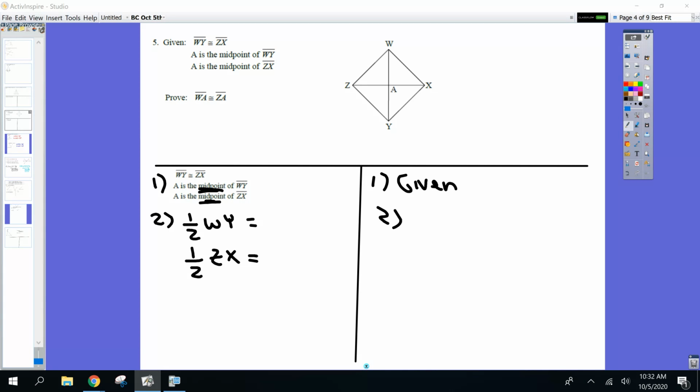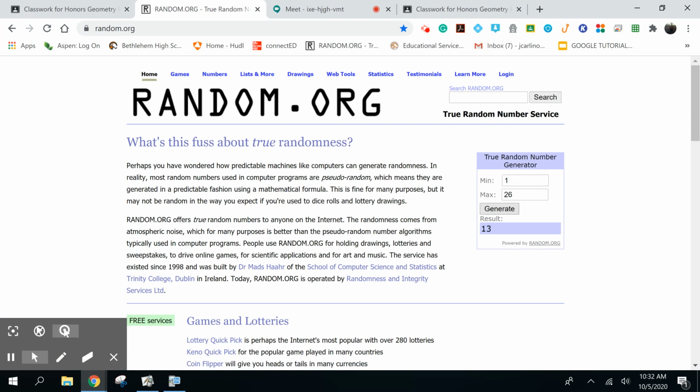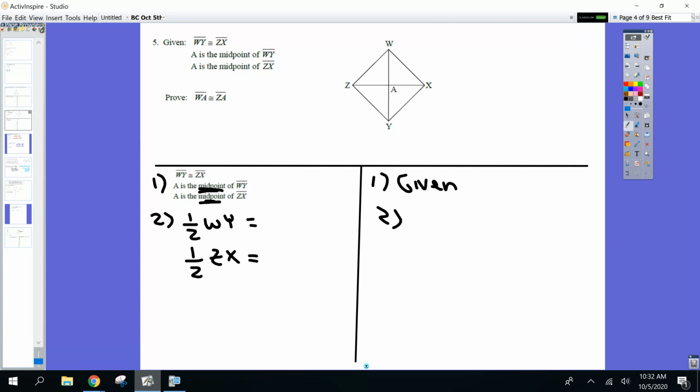All right, next up. Here we go. What am I going to call half of WY? WA. Again, he knew WA instead of AY because WA was in the proof. And what are you calling half of ZX? ZA. Again, because it was in the proof statement. Definition of a midpoint.